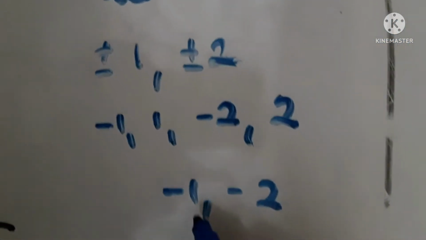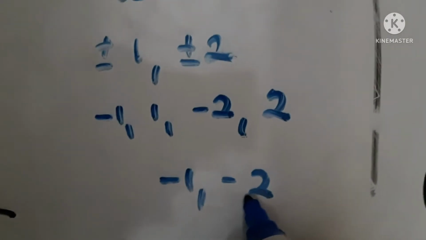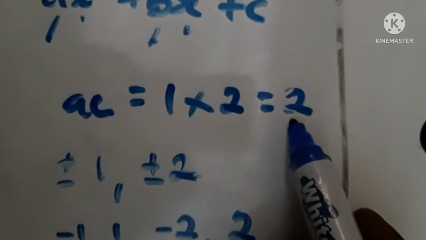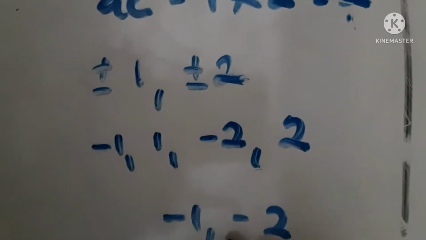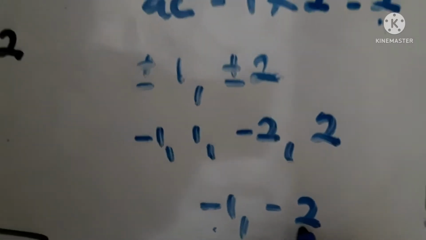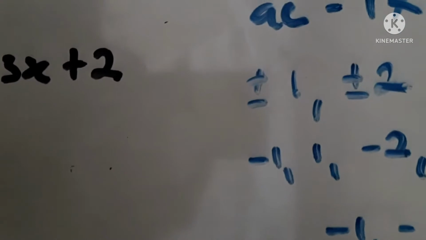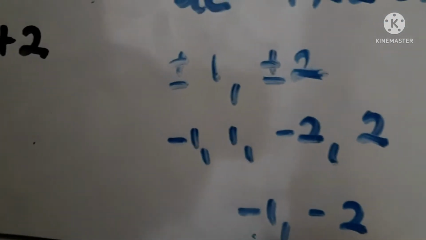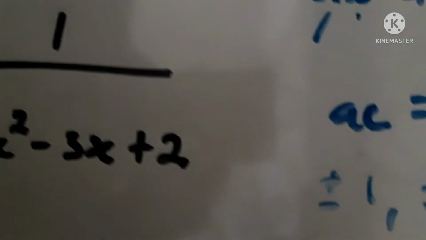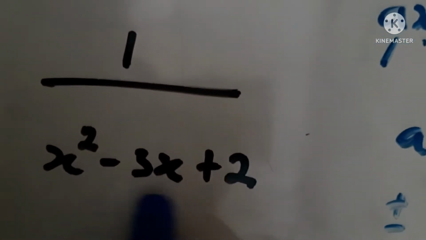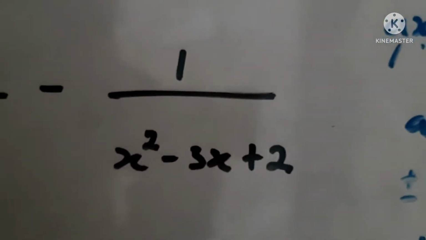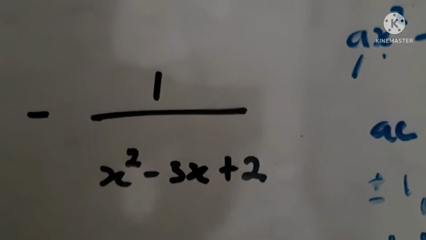Is that correct? -1 multiplied by -2 gives me 2, which is the AC. What about -1 plus -2? That should be -3. Is that okay? So those are the two numbers that we have. Now we just need to use these two to replace the middle term. Once you replace the middle one, we have a full video on factorization, so make sure that you check that. Those are our previous videos.